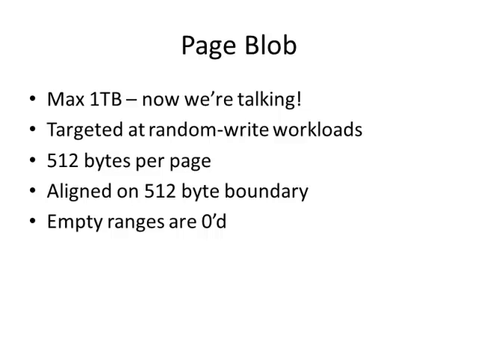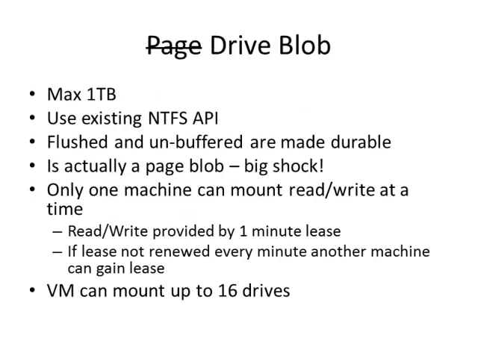Page blobs. Right. Max of 1 terabyte. Okay, I was wrong. It wasn't 2 terabytes, it's 1 terabyte. The blocks are now fixed: 512 bytes per block, aligned on a 512 byte boundary. Any prizes for guessing why 512 bytes? It's the size of a sector on a hard drive. Yep. So it targets random byte workloads, and it's basically only there for a drive blob as far as I can tell.